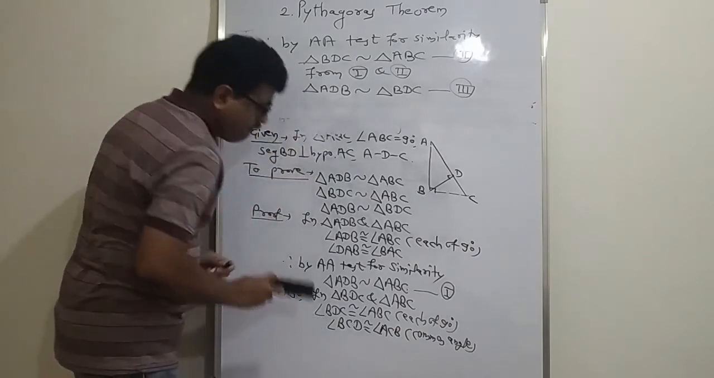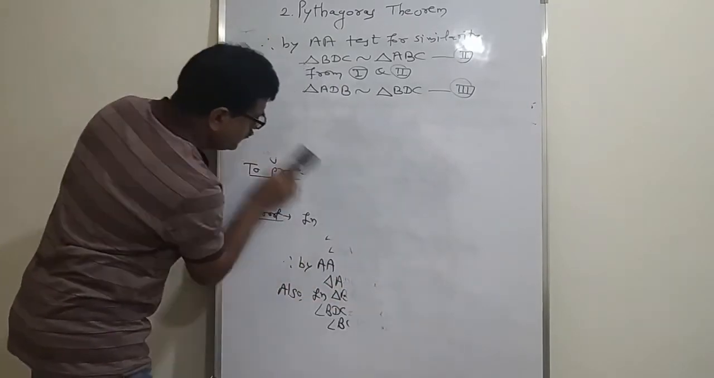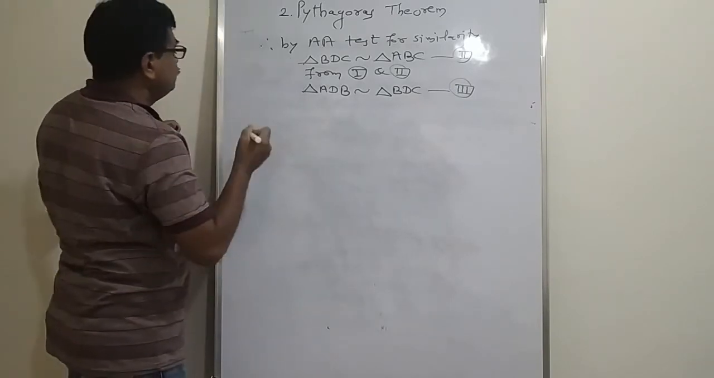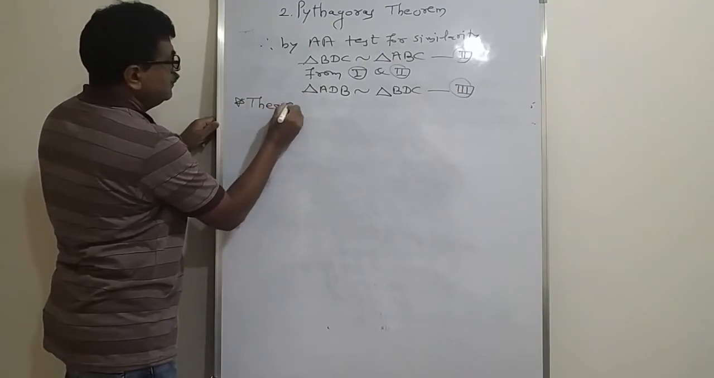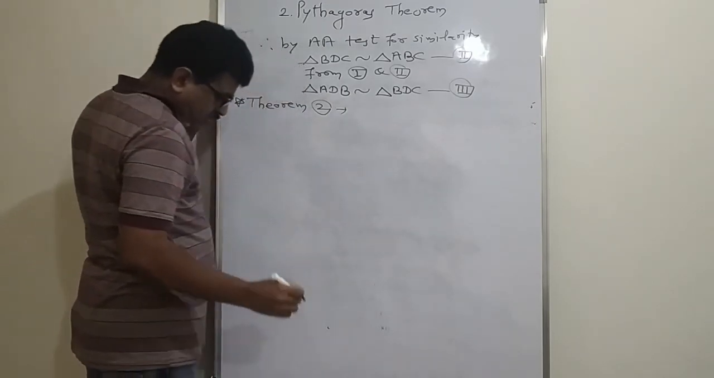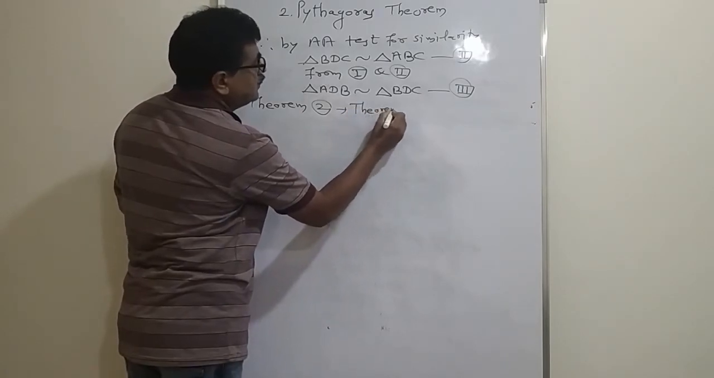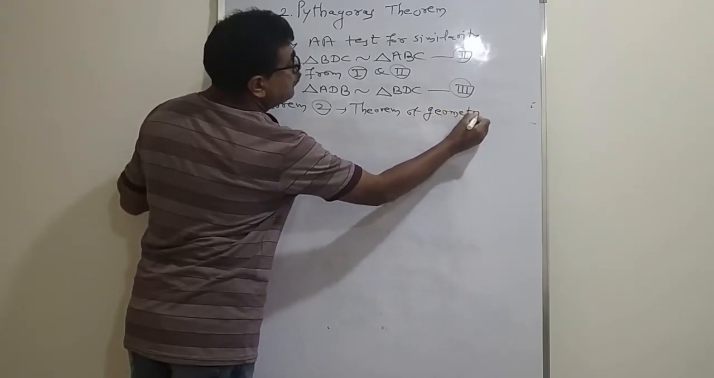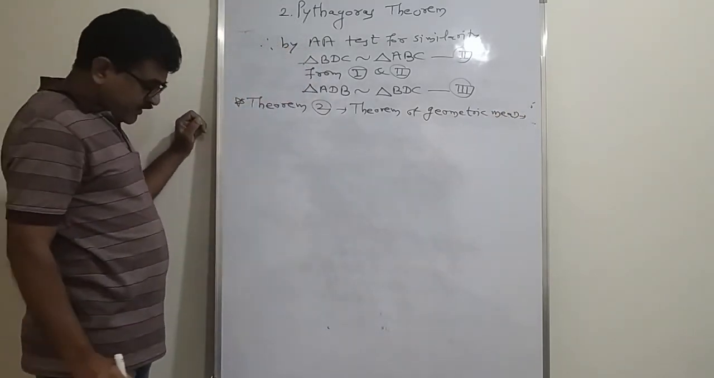Now second, theorem number 2. Theorem of geometric mean. Now first we write its statement.